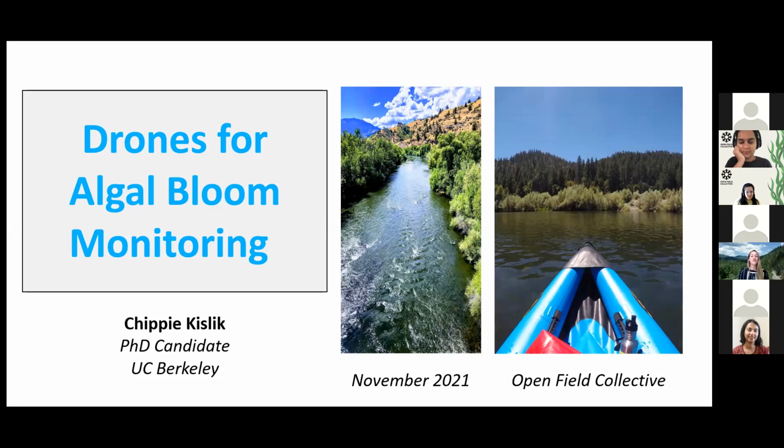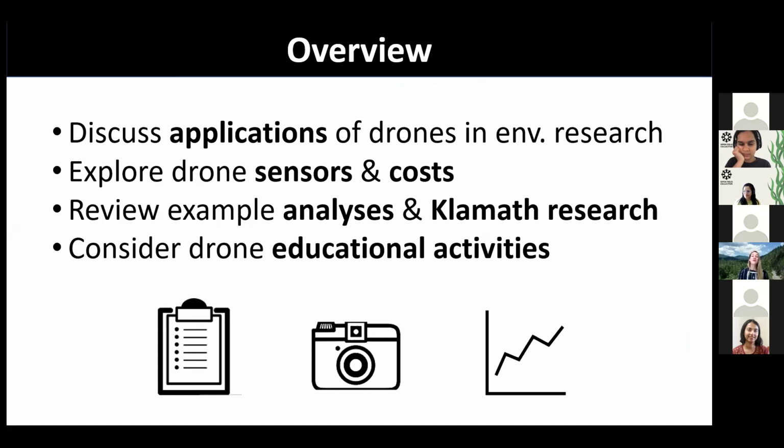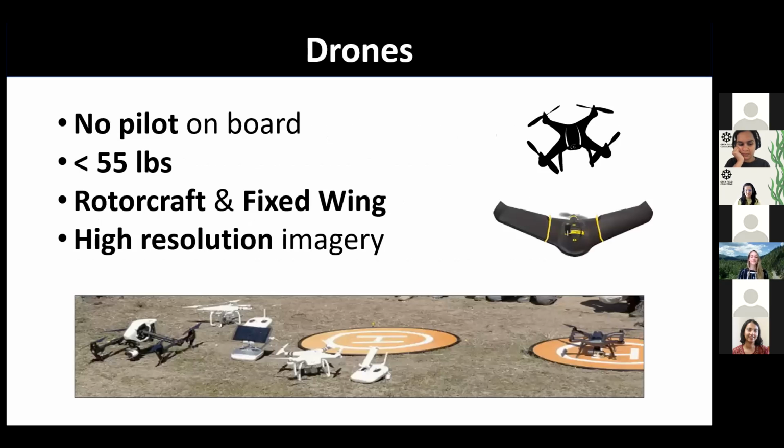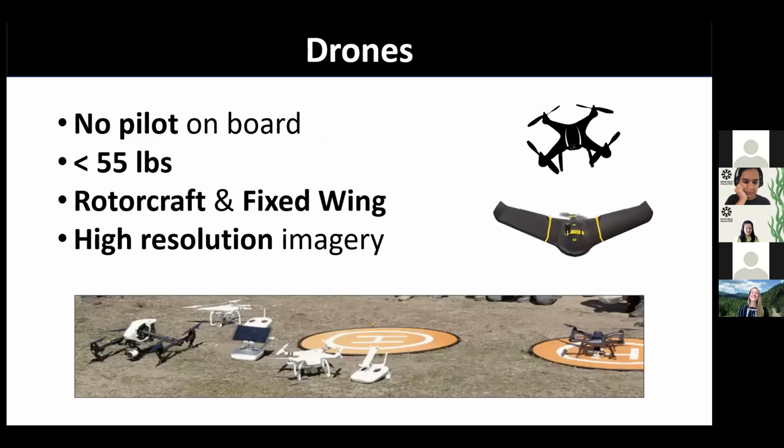Today, I'm going to talk about how drones can be used for algal bloom monitoring. As an overview, I'll discuss the applications of drones in environmental research in general, and we'll explore different sensors and costs. And then we'll look at some examples of drone analyses before we take a deeper dive into the research that I conducted in the Klamath River in Northern California with a drone to look at algae and aquatic plants. And then finally, we'll take a little look at an educational activity that you might be able to do in the classroom. But first, what exactly is a drone?